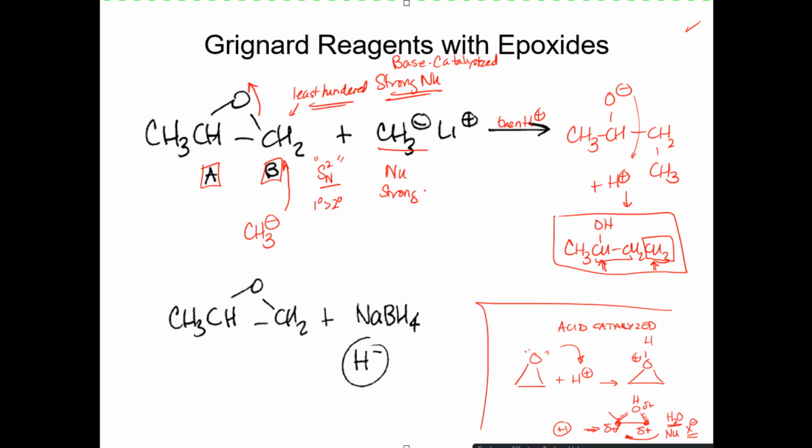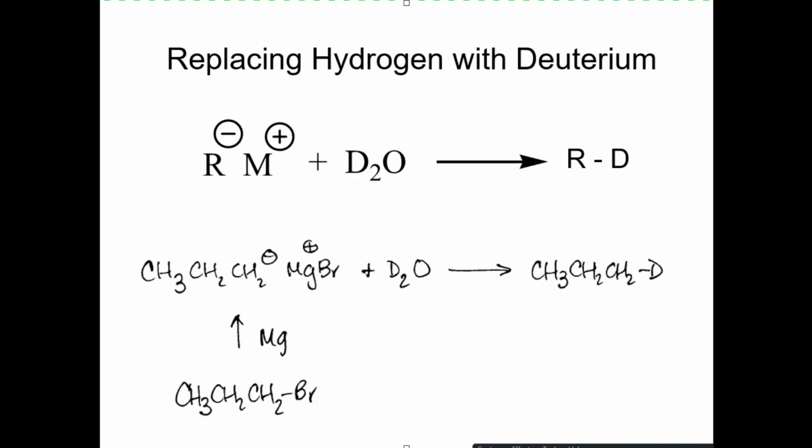Okay, so we'll talk about this more. That's what I call strong nucleophile epoxide ring opening. Okay, a couple of unintended side reactions of Grignards, or of any C minus.